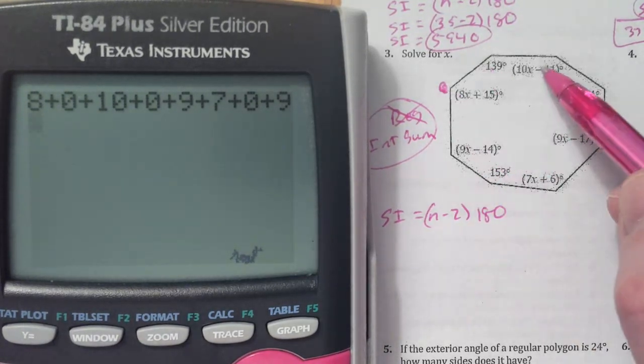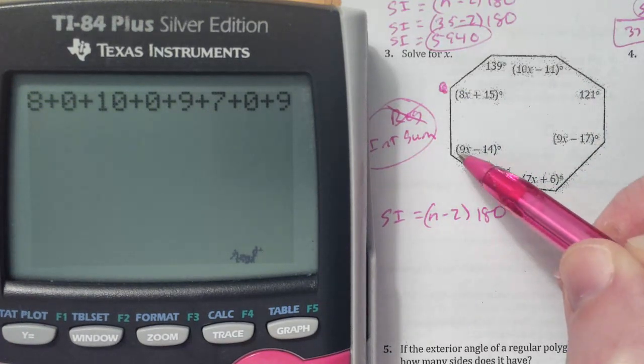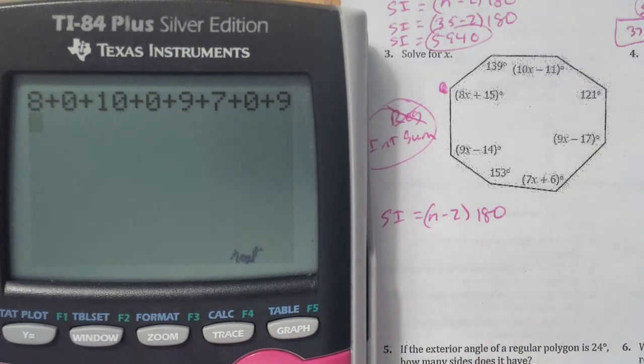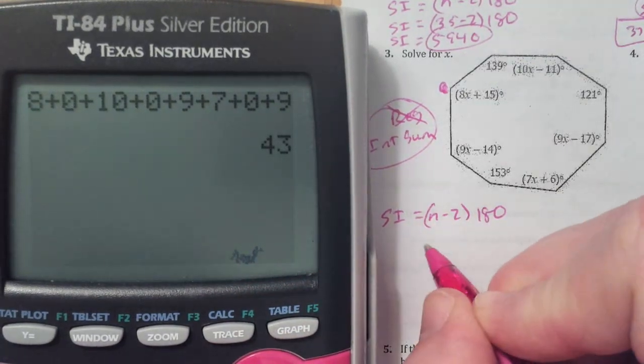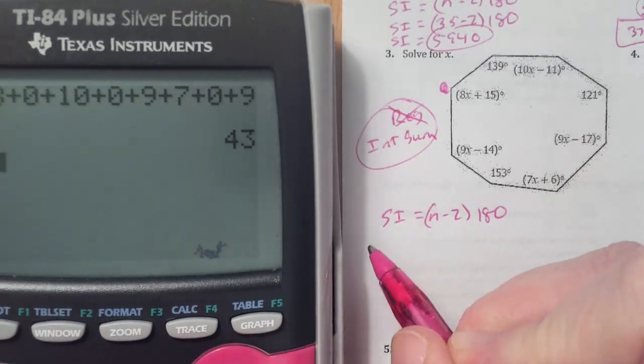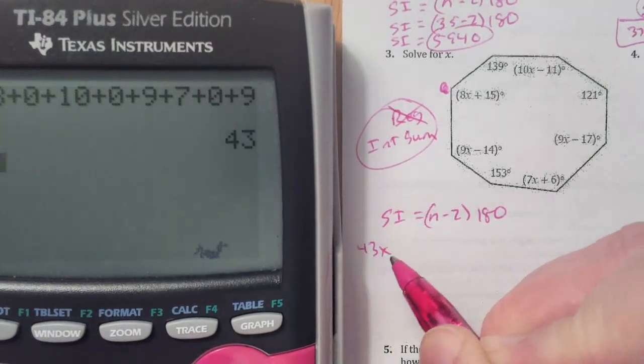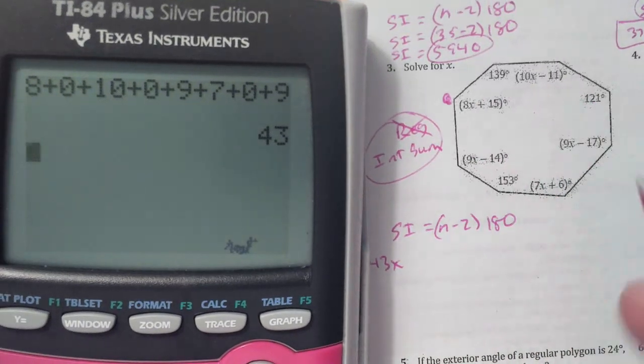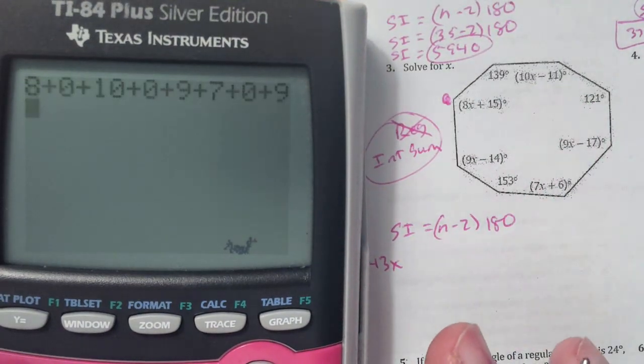Oh, and there, I landed on there. And there's supposed to be 1, 2, 3, 4, 5, 6, 7, 8 sides. 1, 2, 3, 4, 5, 6, 7, 8. So I got all of them, and I got 43. So the sum of the interior, that's 43x. And then we're going to add up all of our numbers. So let's just leave that up there.